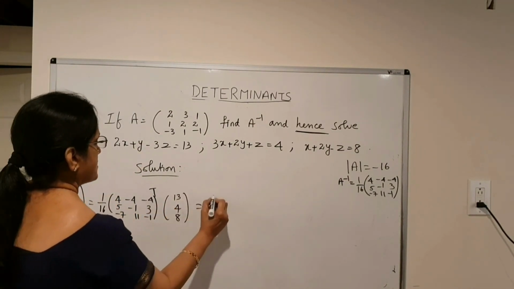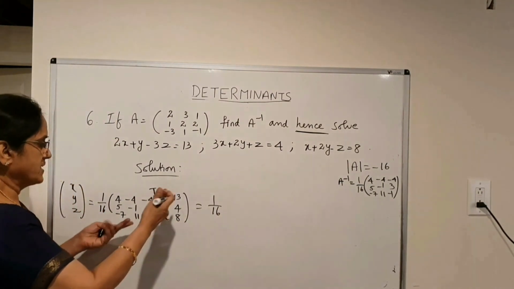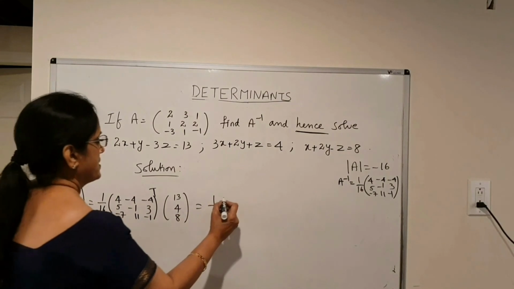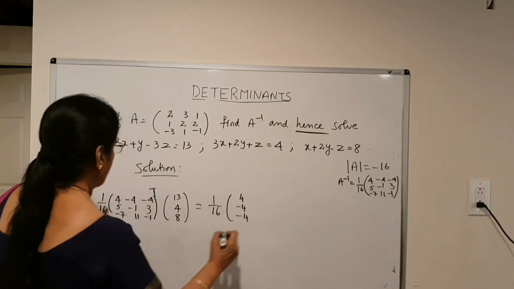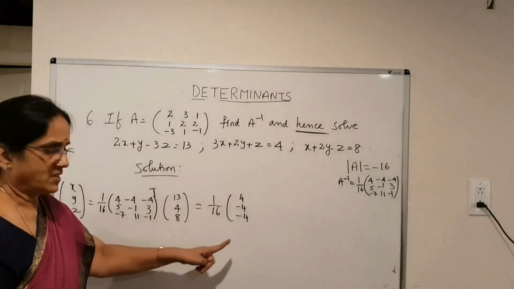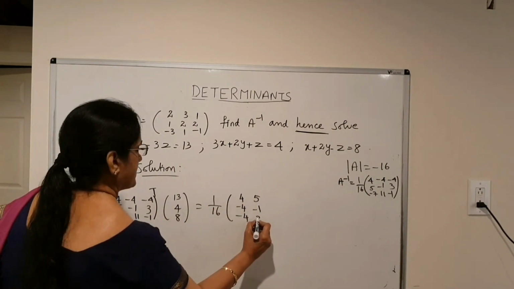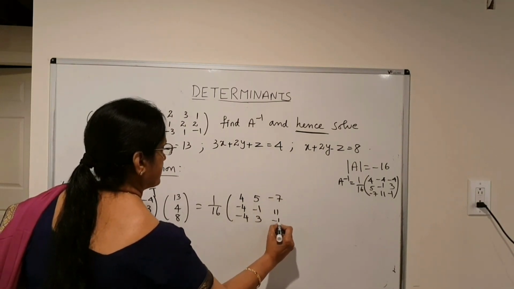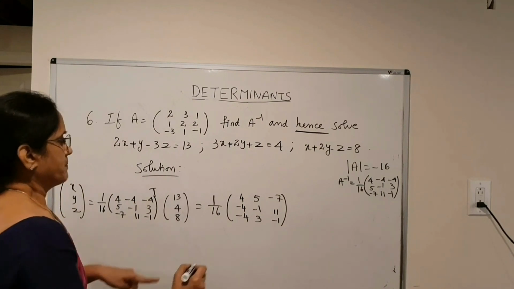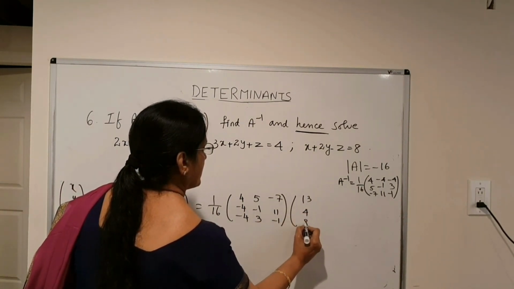Now, this is 1 by 16 of, let me write the transpose of this matrix. I have to interchange the rows and the columns. This will be 4, minus 4, minus 4. The first row will become the first column, the second row will become the second column, the third row will become the third column. That's all. Multiplied by 13, 4, 8.